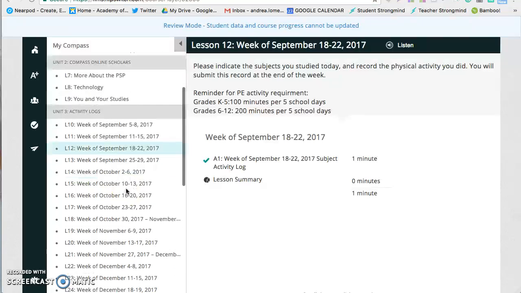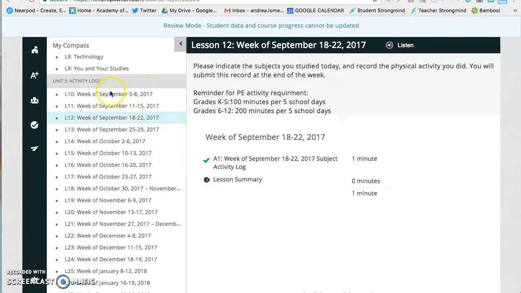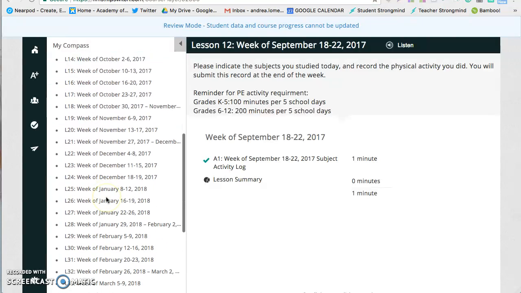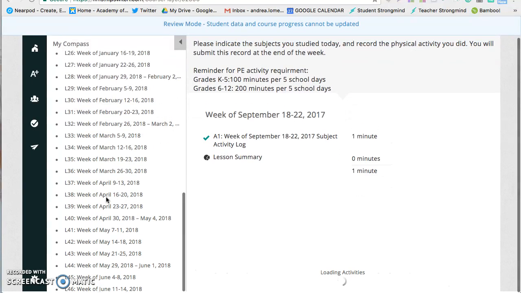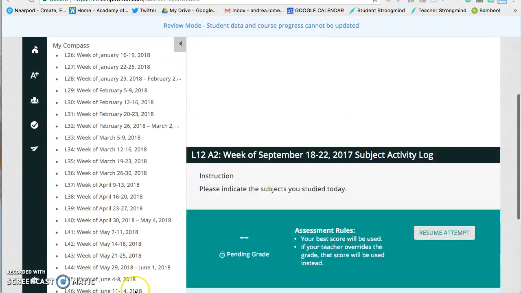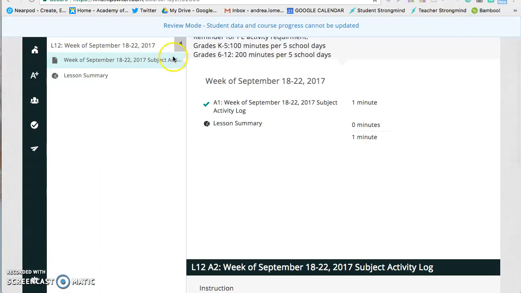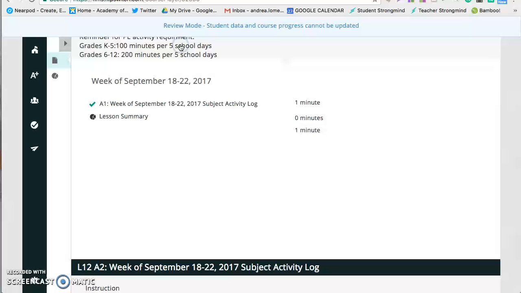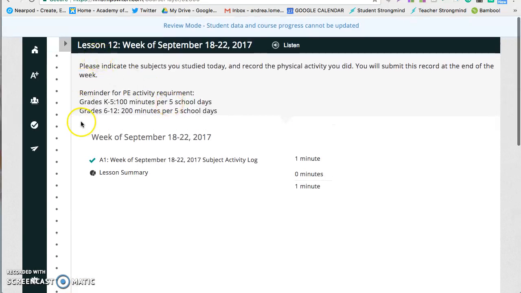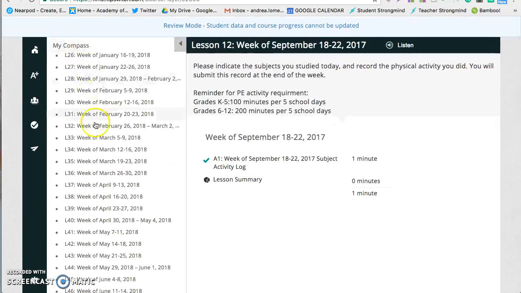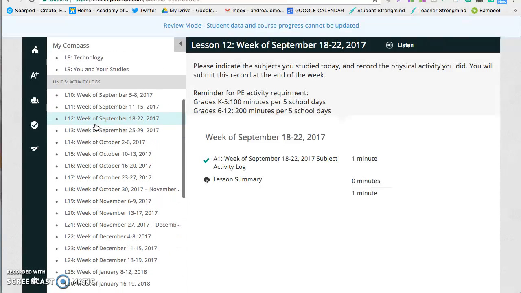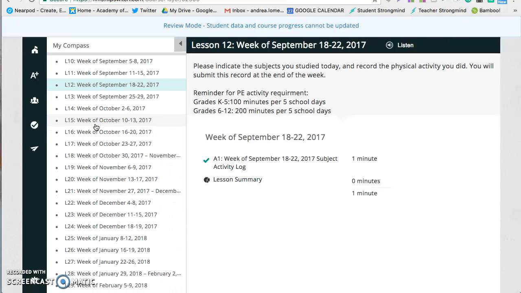And then starting in Unit 3 here, you will see where it says Lesson 10 all the way through the end of the year, with the last week being June 11th through 14th. That is going to give us a place to submit our activity log for every week of the school year. And these activity logs are how we give your scholar credit for their attendance.